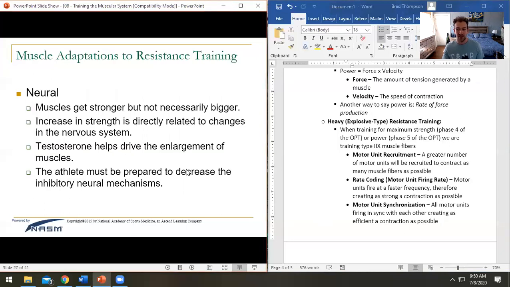So those are some of our adaptations to heavy resistance training. We're going to see more motor unit recruitment, greater rate coding, and more motor unit synchronization. We're also going to see some neural adaptations. Your muscles will get stronger, but that doesn't necessarily mean they need to get bigger.